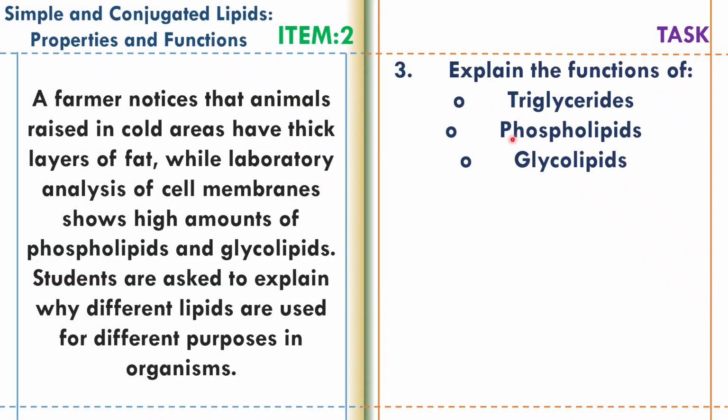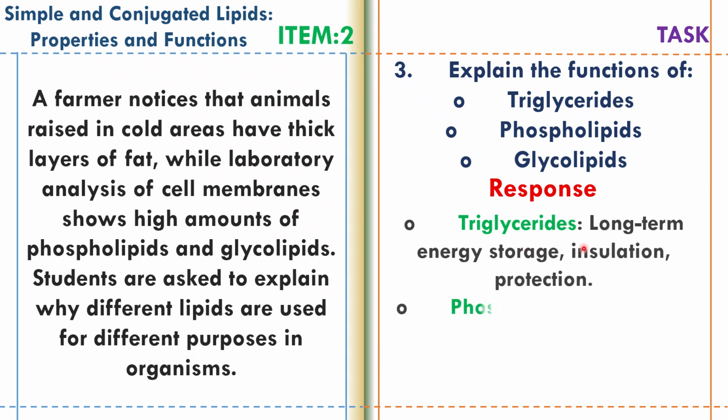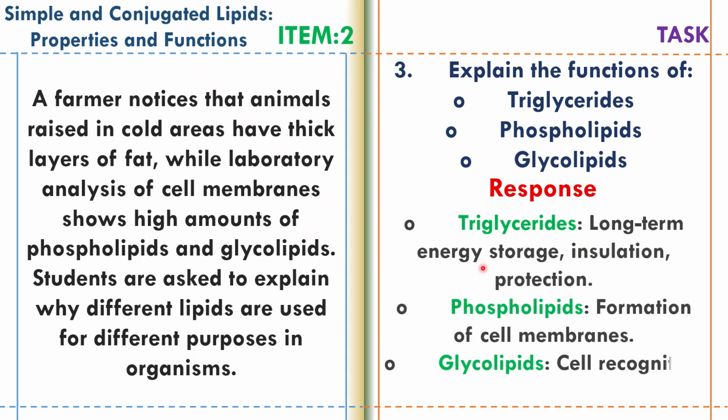Explain the functions of triglycerides, phospholipids, and glycolipids. Triglycerides are for long-term energy storage. They are used for insulation and protection. Phospholipids are for the formation of cell membranes. Glycolipids are for cell recognition and communication.